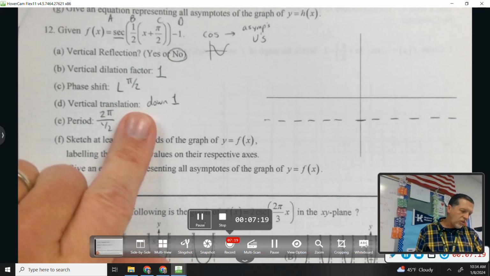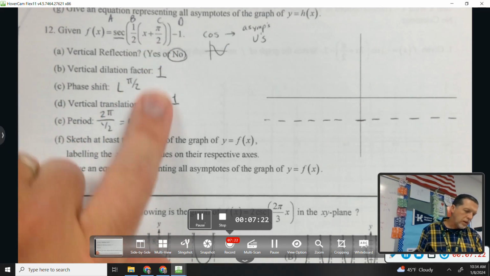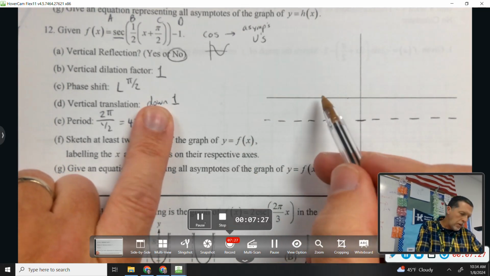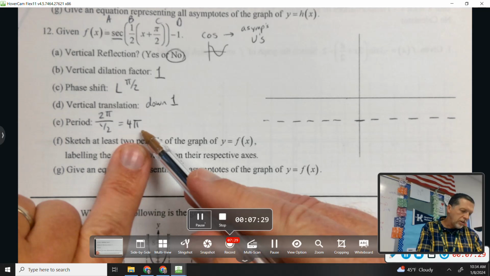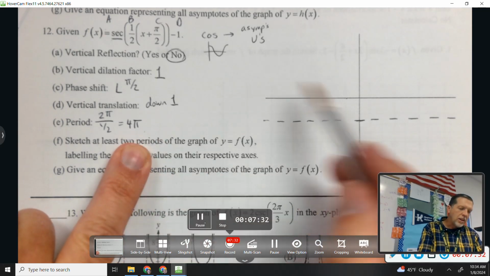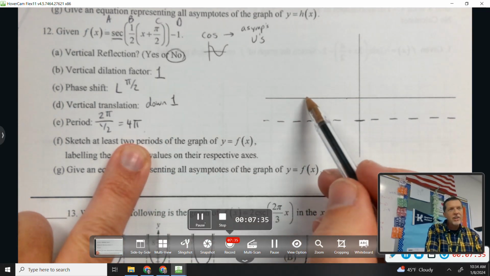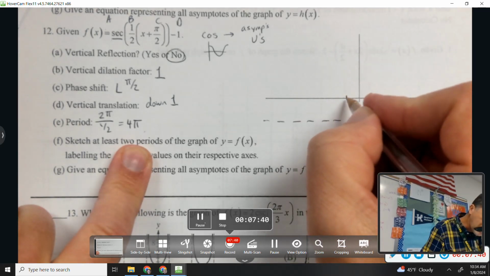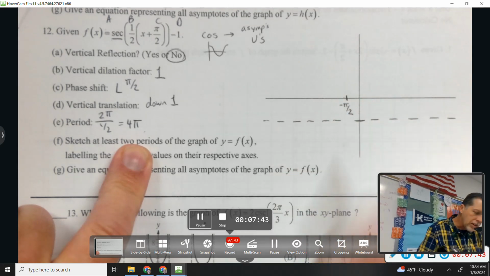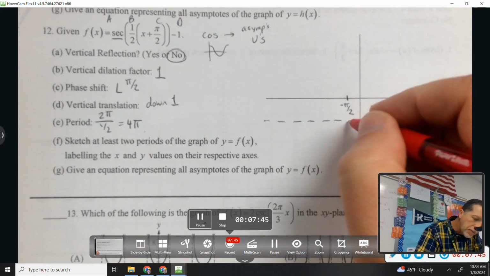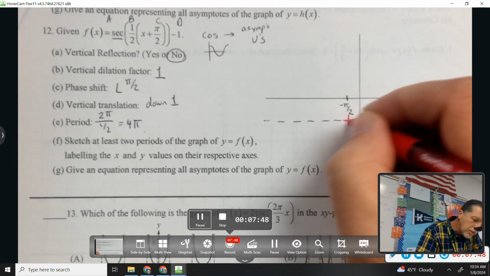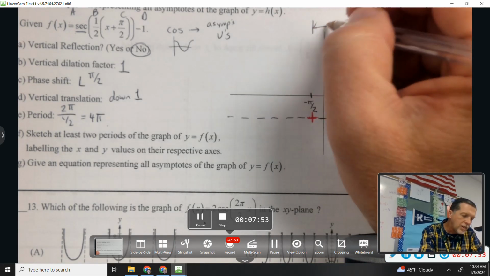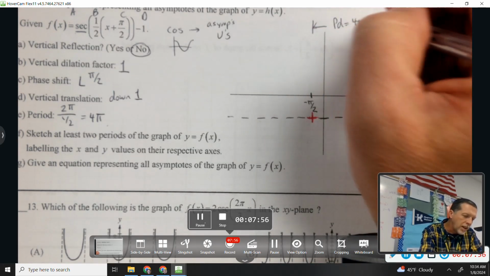Next I'll use the phase shift, which is left pi over 2. But again, I have to think how far left do I want to put pi over 2 when my period is 4 pi. Oh, that's a big period. So I don't want to go left pi over 2 very far because then I'll never be able to get 4 pi away from that. So I'm going to have it tucked in kind of close here. So there's negative pi over 2, which means there's my new origin. And I need to get 4 pi away from negative pi over 2.